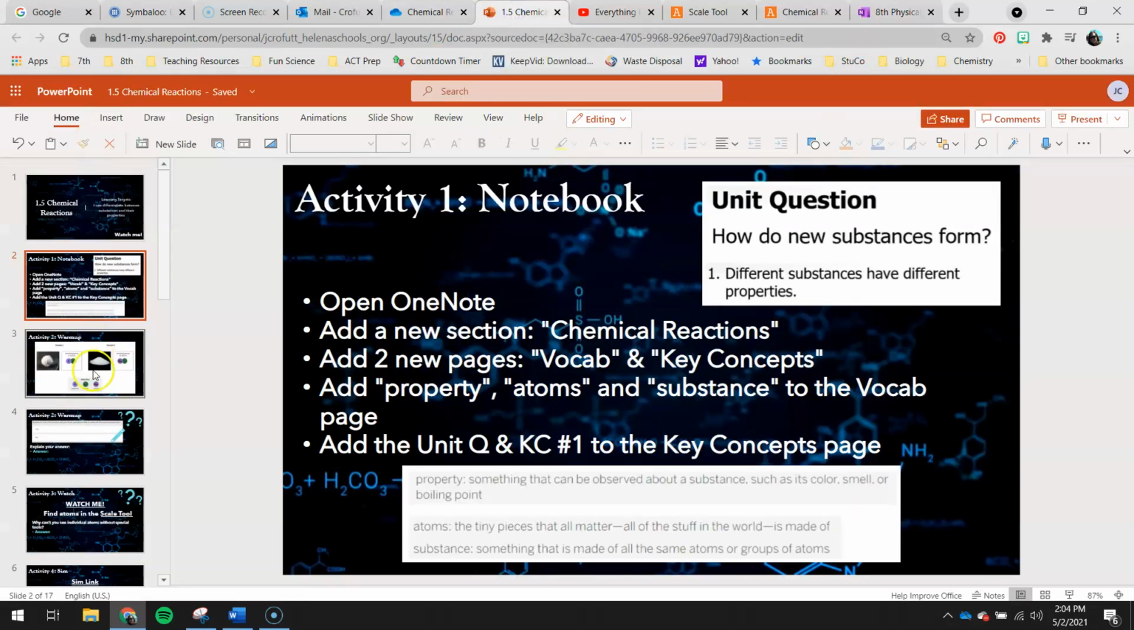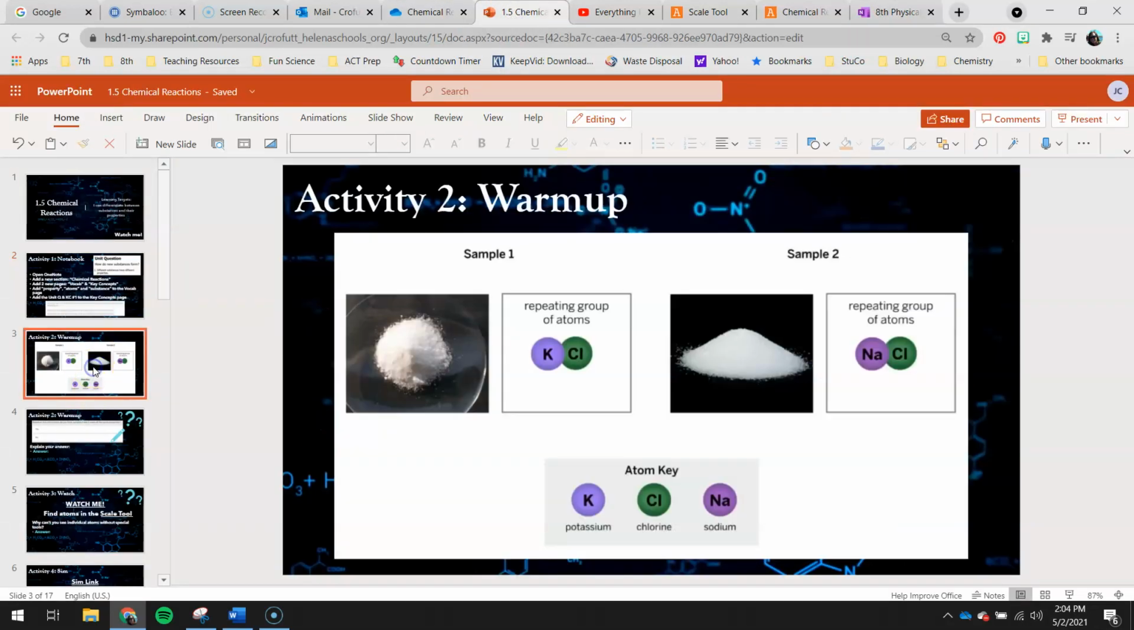You should have also completed your warm-up on slides 3 and 4. So on slide 3, you see this picture, and this little white powder right here is potassium chloride. It's made of potassium and chlorine. You can see from the key right here, not like it's not already labeled, that's what sample 1 looks like.